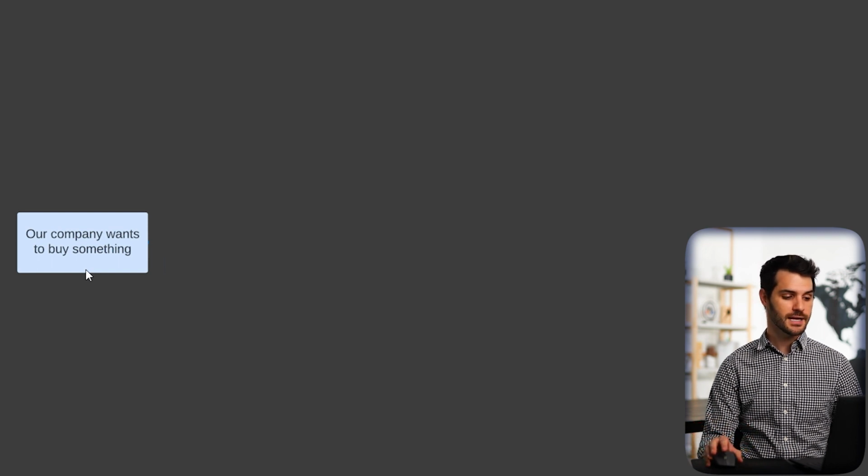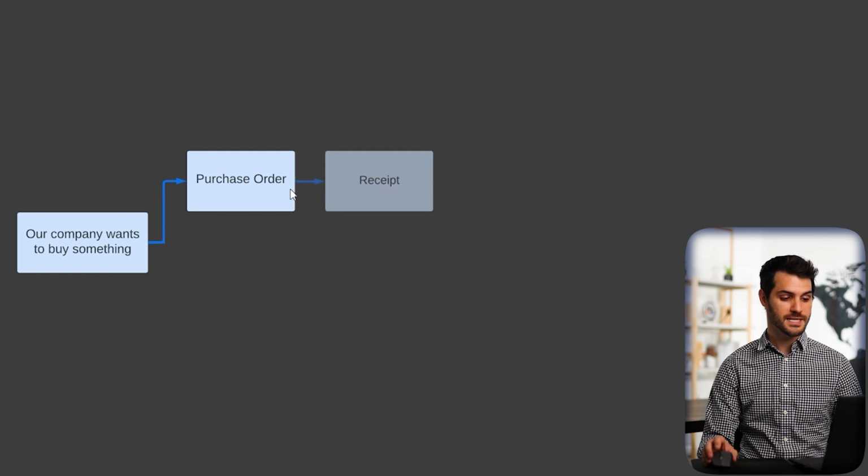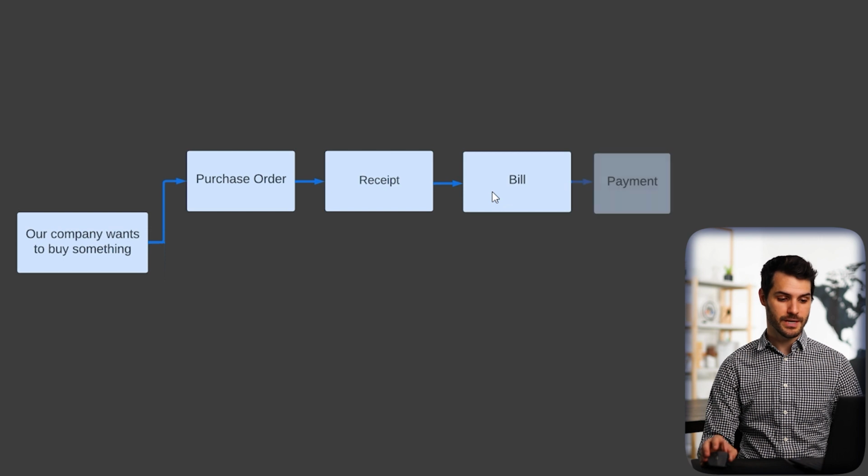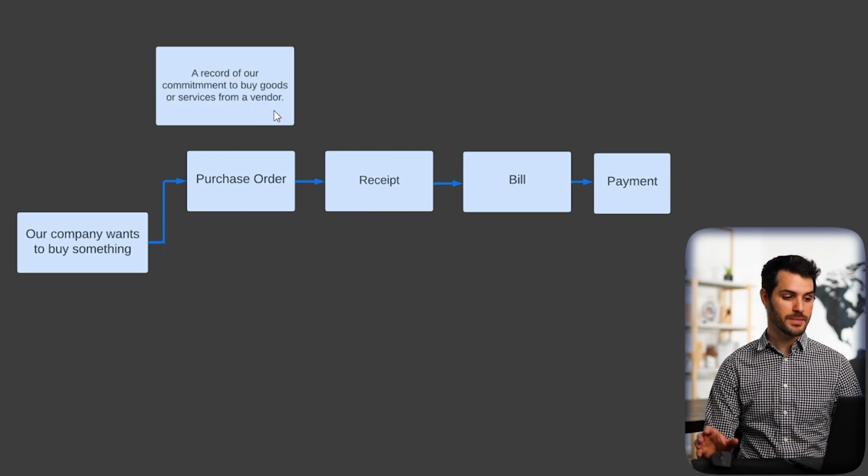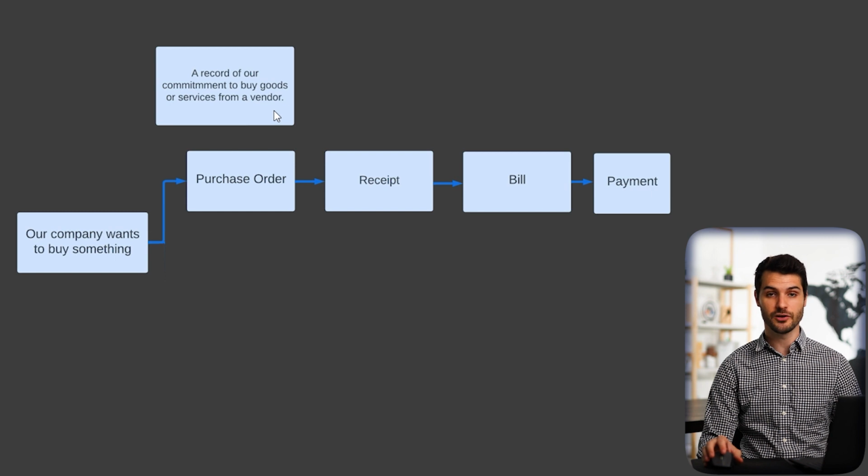So the most common pattern you'll see for procure to pay is a purchase order, then resulting in a receipt, which generates a bill, and then there's a payment. So what do all these terms mean? Well, first off, a purchase order is a record of our commitment, our commitment as a company, to buy goods or services from a vendor.